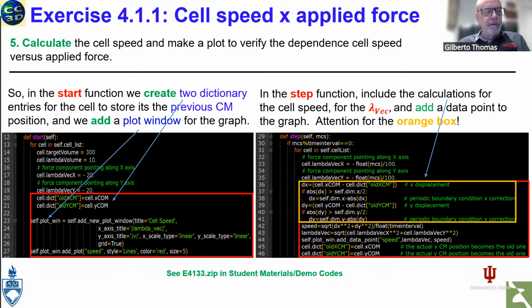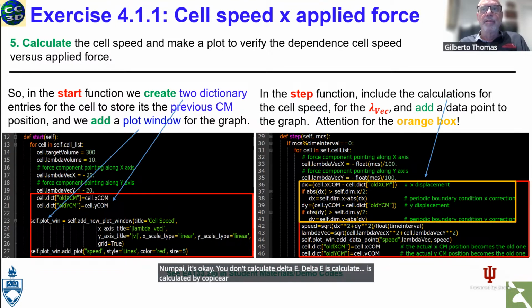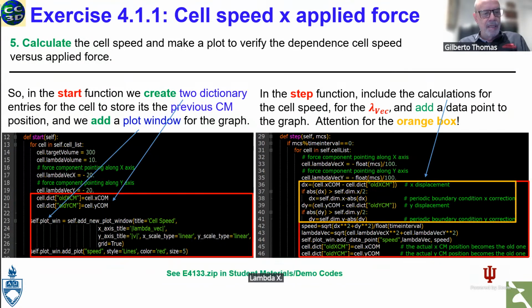You don't calculate delta E. Delta E is calculated by CompuCell itself. You have only to update the lambda vec and force as well. This is made internal. You don't need those instructions here, Anastasia. It's a little bit long to type.